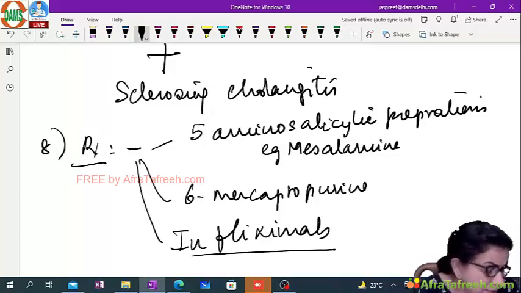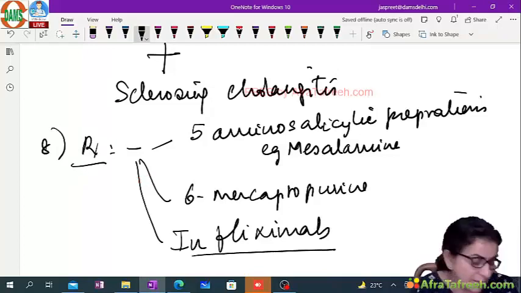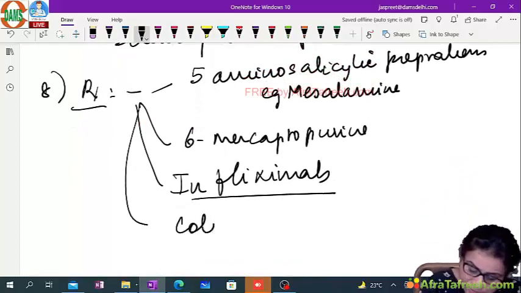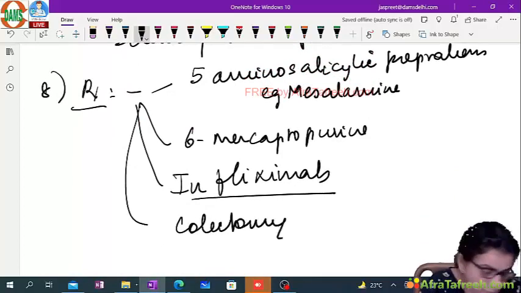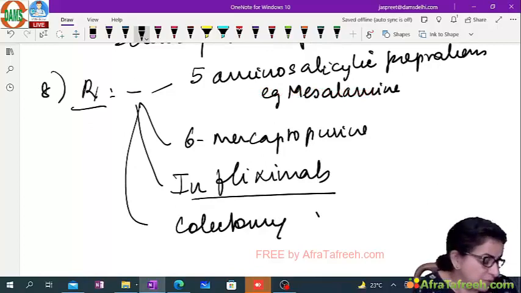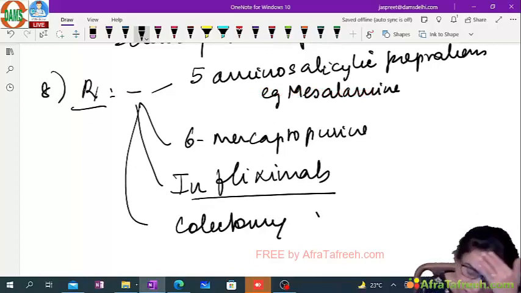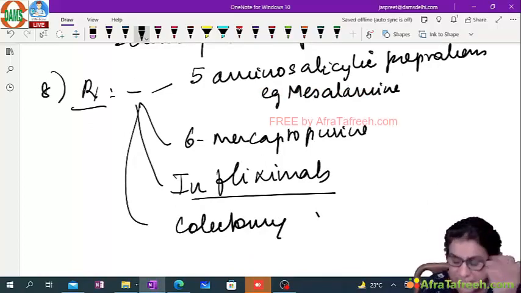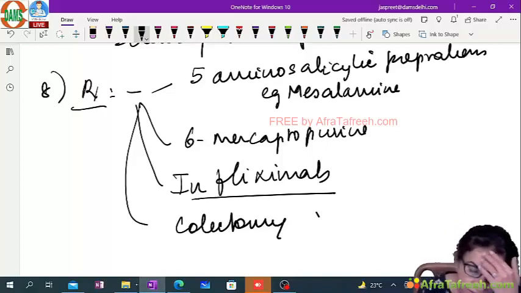Infliximab is even given in Crohn's disease. These are monoclonal antibodies. And last, colectomy. Colectomy can also be done. This is a last option, that is, if they don't respond to treatment, and since it has increased risk of developing colorectal cancer, colectomy is also done in severe cases.